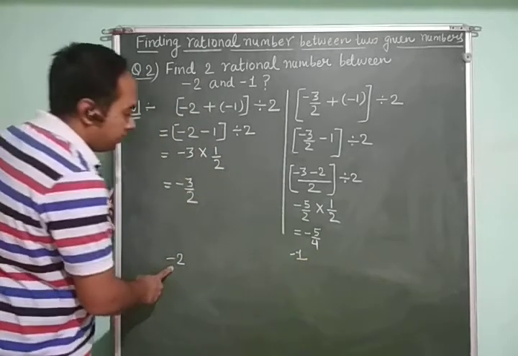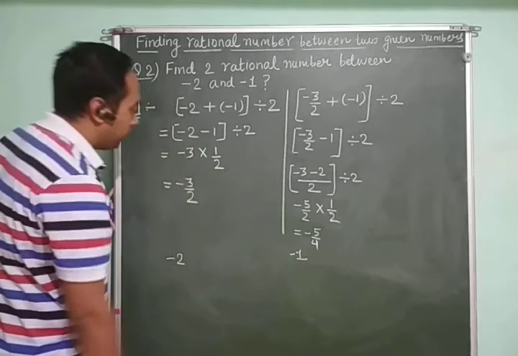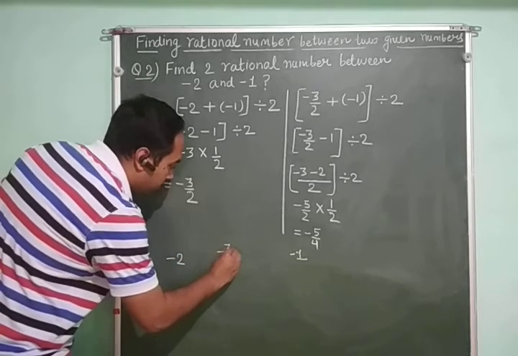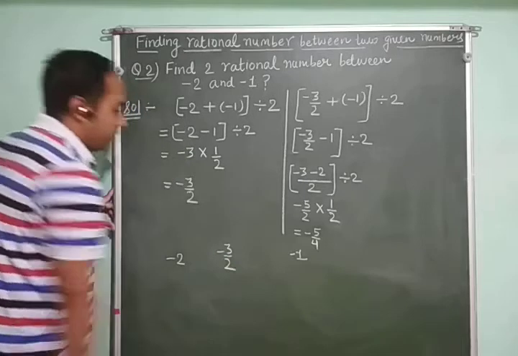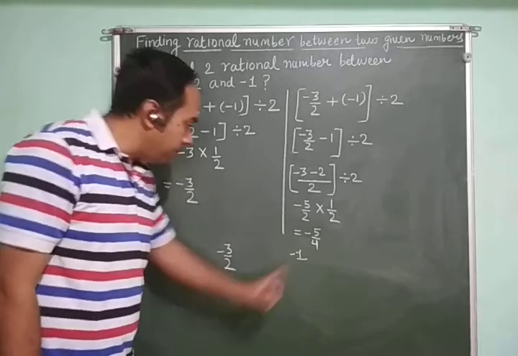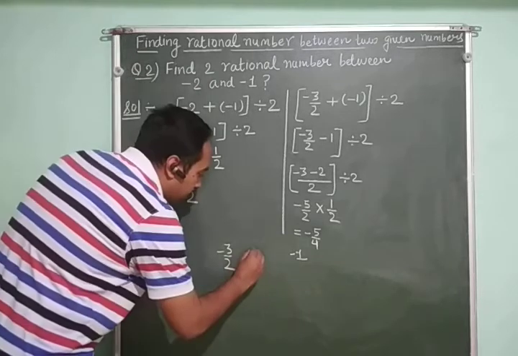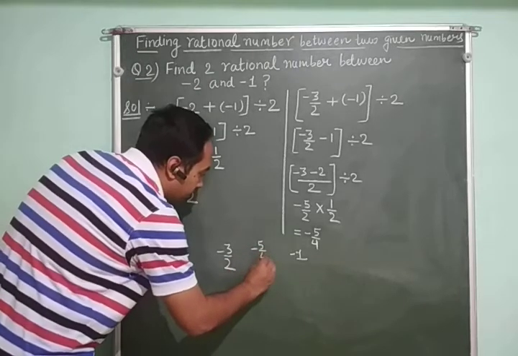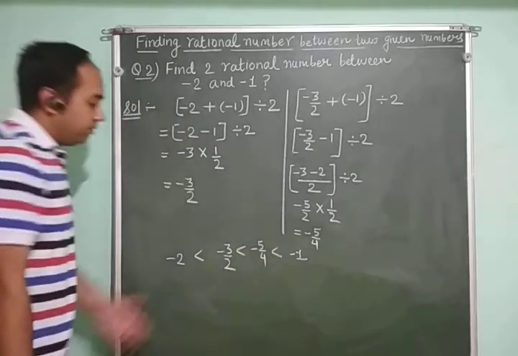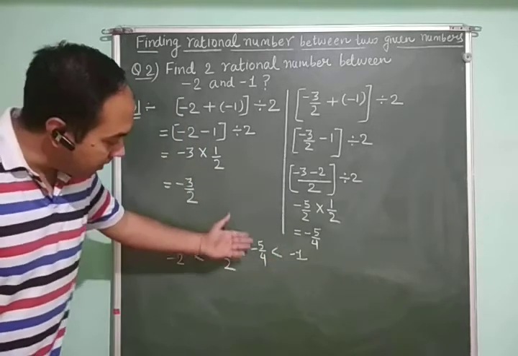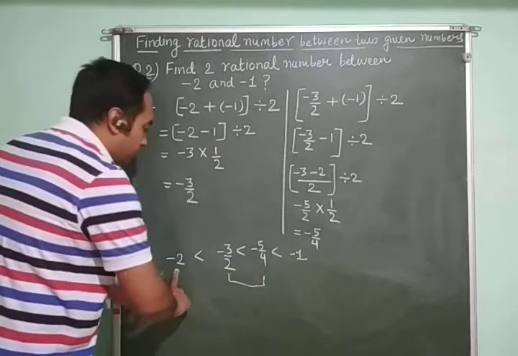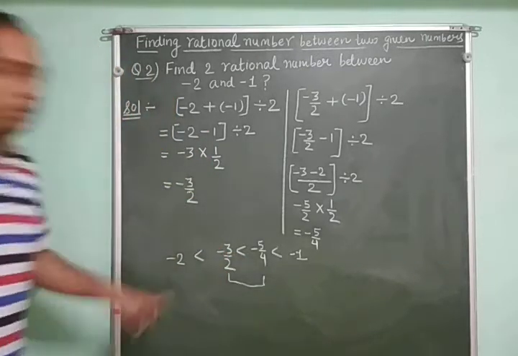So now we can write the two rational numbers between -2 and -1. The first rational between -2 and -1 was -3 upon 2, which I have written over here. And the second rational between -3 upon 2 and -1 was -5 upon 4. So -3 upon 2 and -5 upon 4 are two rationals between -2 and -1.